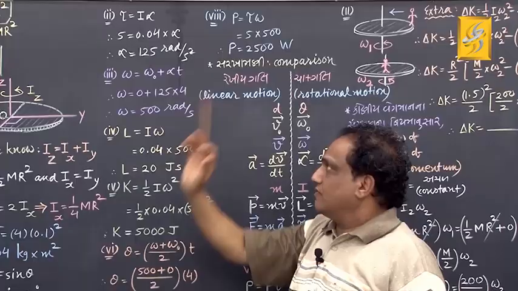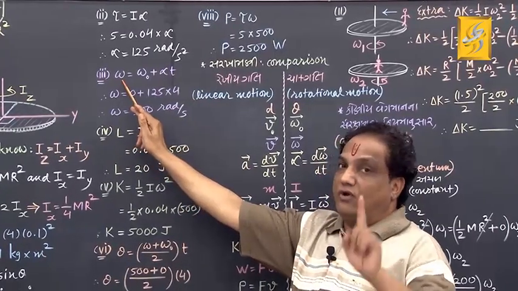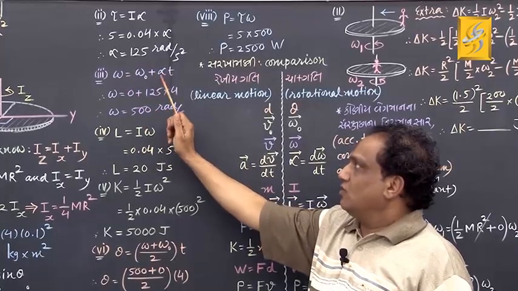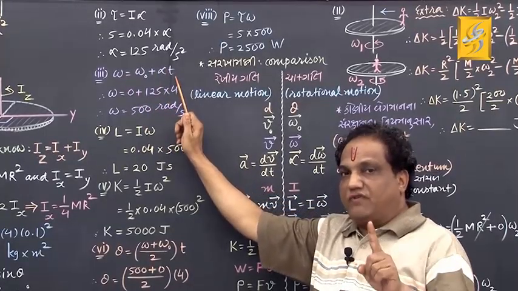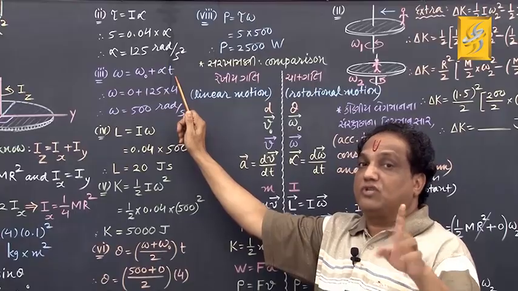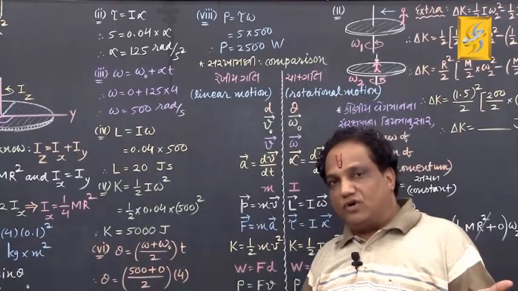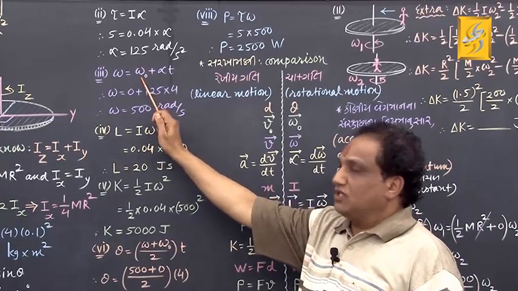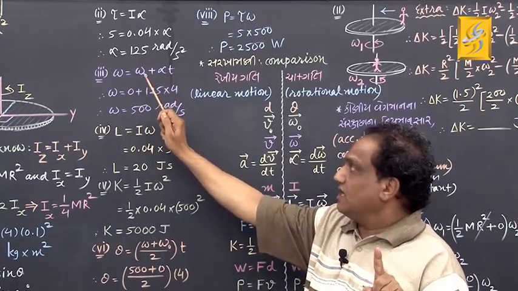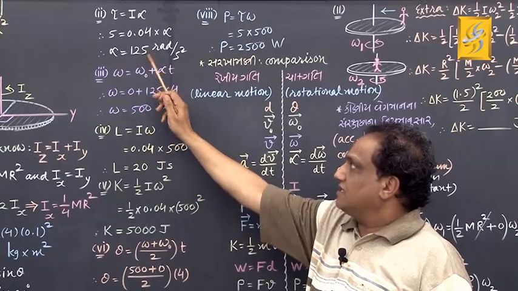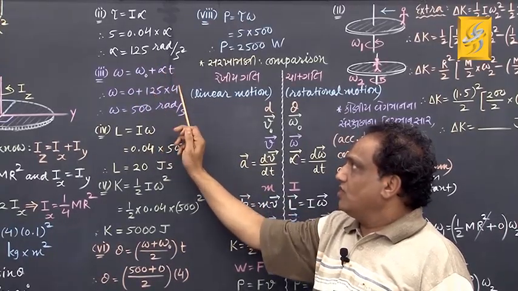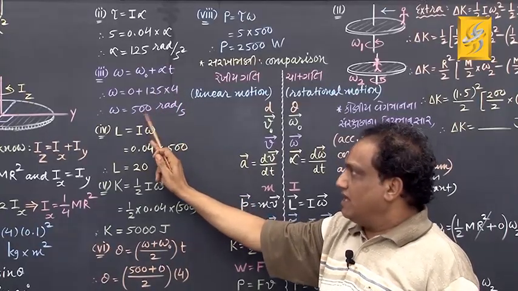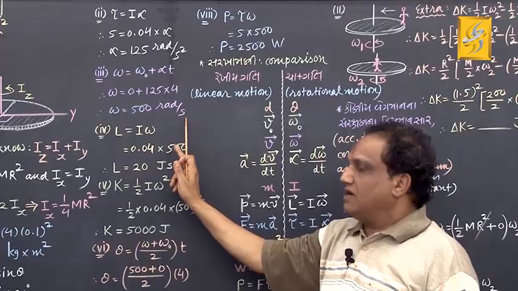We are asked to find the angular velocity at the end of 4 seconds. Omega equals omega 0 plus alpha into t. This is the first equation of rotational motion performed with constant angular acceleration. Because the body starts from rest, the initial angular velocity is 0. Alpha has come out to be 125, and the time given is 4 seconds. 125 into 4, the answer is 500. Unit of angular velocity is radian per second.